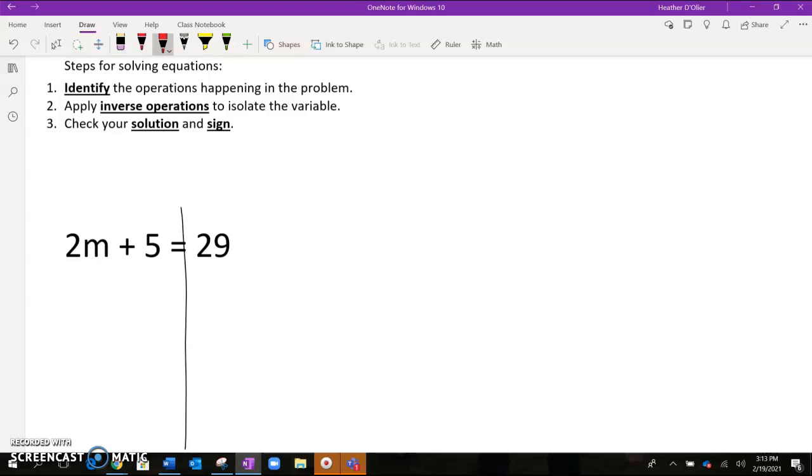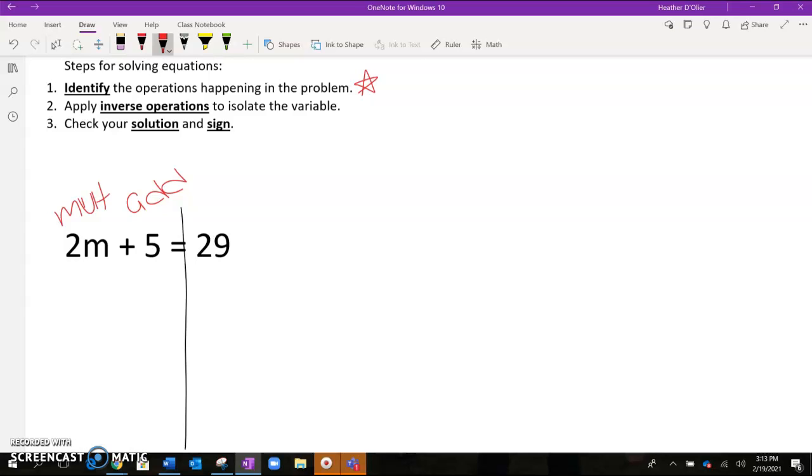So I have 2m plus 5 equals 29. I put the line through the equal sign because that's separating the two expressions. So 2m is multiplication. Plus 5, that's addition. Okay, so I did the first step. Yay! Now I need to apply inverse operations to isolate the variable.